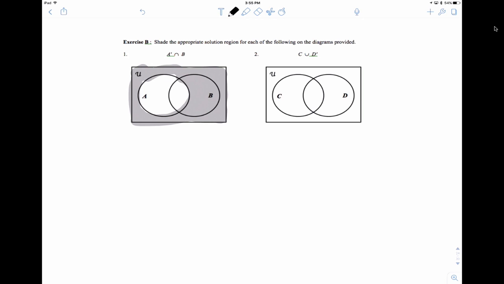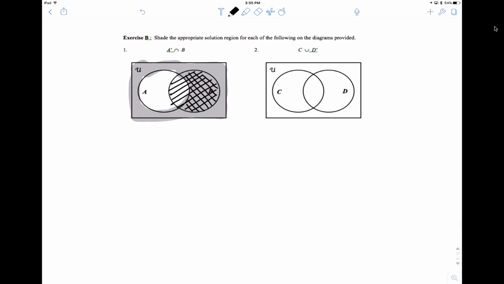And B. I'll just draw lines this way. And so the intersection, I'm going to draw lines the other way. The intersection is that which is both. And I guess I could just be clear with that.